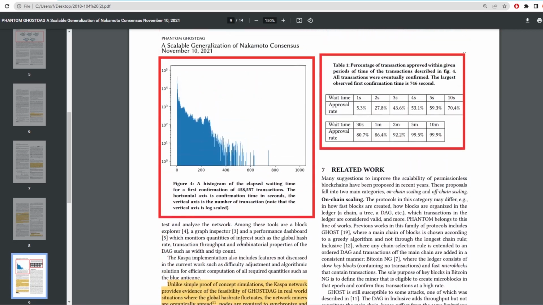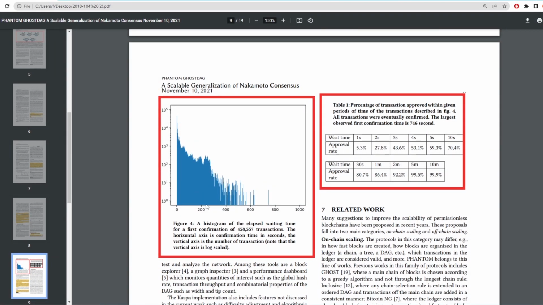So they have here a graph of over 400,000 transactions on the network and their time in seconds to be confirmed. As we can see, there are some outliers, but a majority of them are confirmed within 10 seconds. Only 30% of the transactions are confirmed over 10 seconds, and it gets lower as time goes on, obviously. However, this is still extremely fast confirmation times. Bitcoin has many confirmation times upwards of an hour.